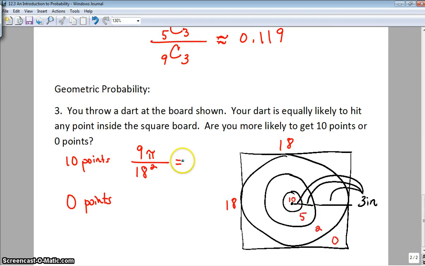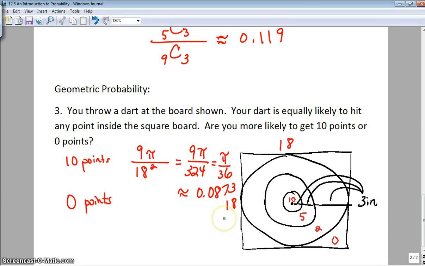Okay, so we've got 9 pi out of 18 squared, which is 9 pi out of 324, which if we want to leave it as a fraction, we want to make sure we reduce it to pi over 36. Or we can say it's approximately 0.0873, which is about an 8.73% chance that we'll get 10 points.